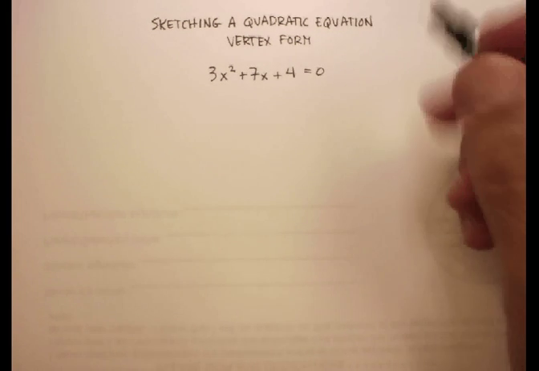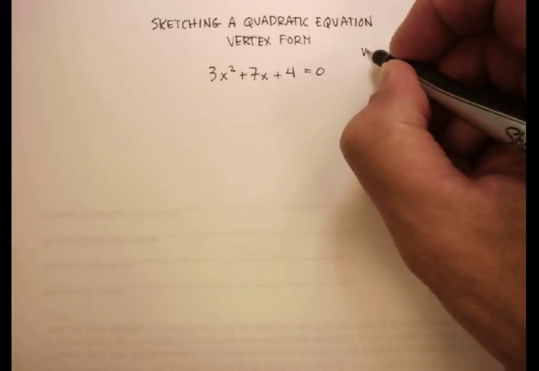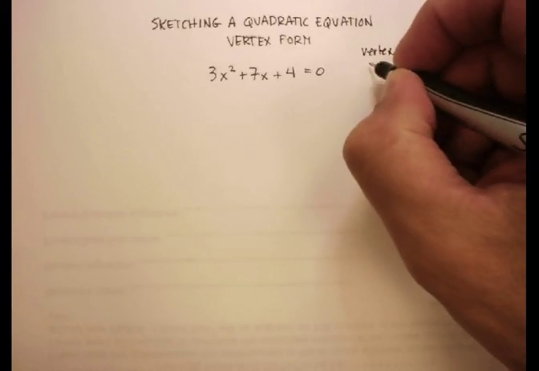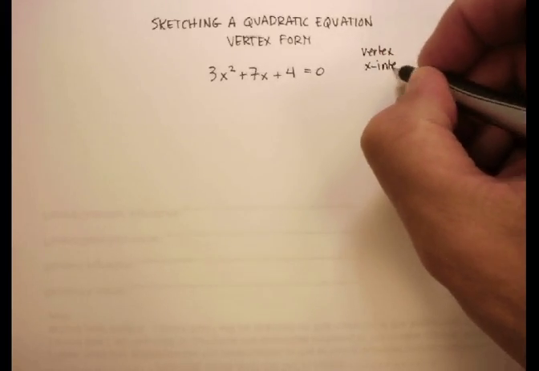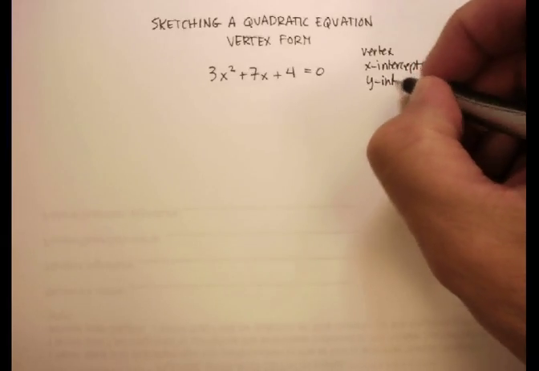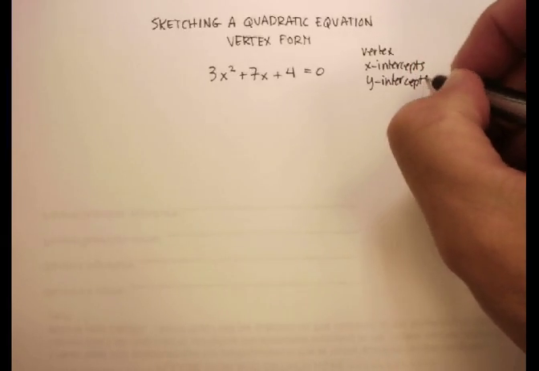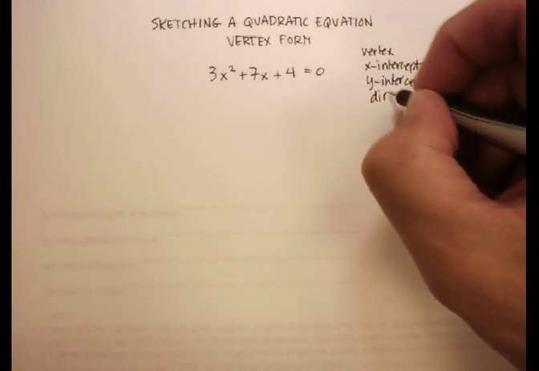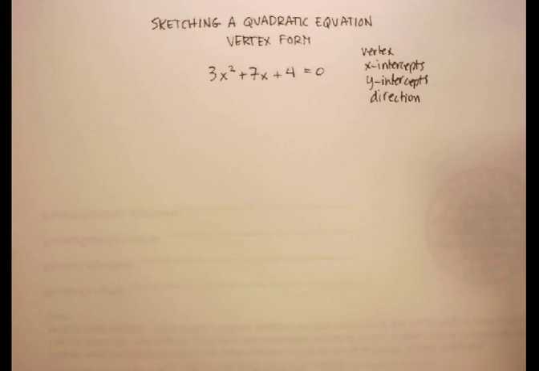Remember, when you're sketching, you want to find 4 things. You want to find where the vertex is, where the x-intercepts are, where the y-intercept is, and you want to determine which direction your parabola is opening. Those are the 4 things that we want to find.